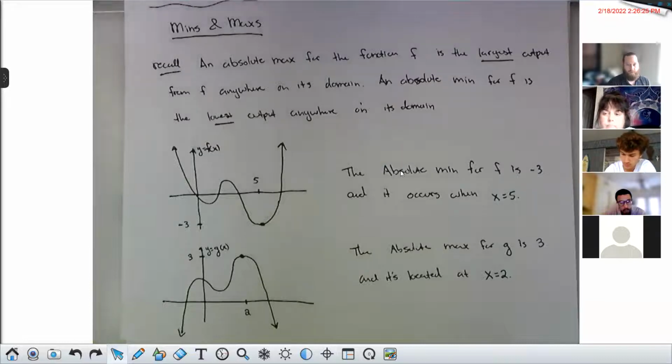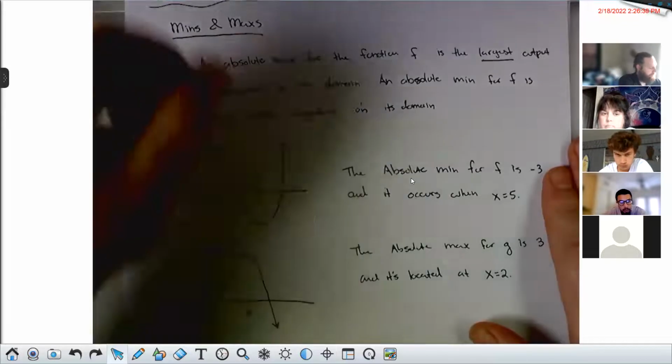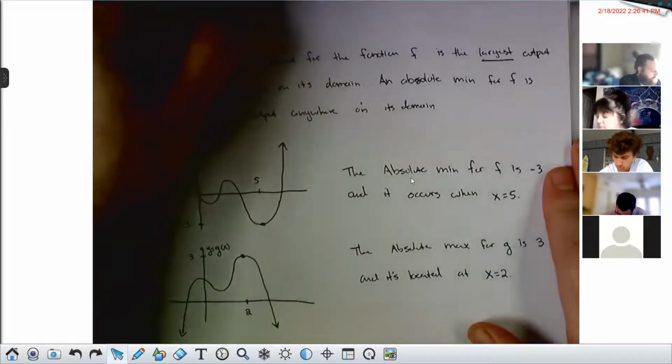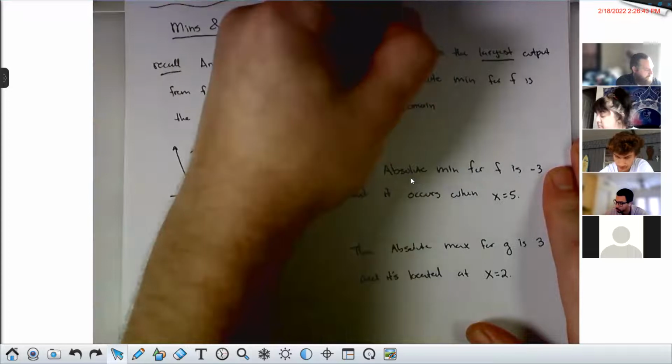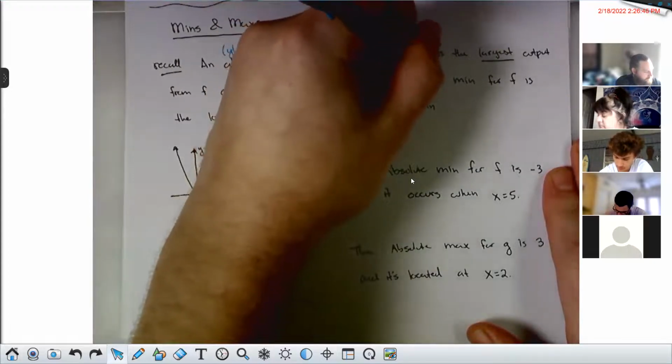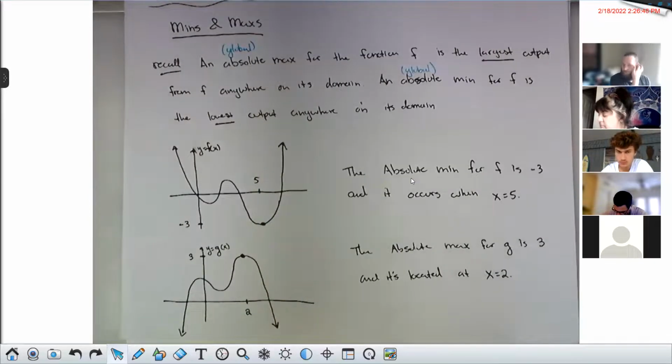Another term for absolute in this context is global. You'll see sometimes the word global max or global min. That means the same thing as absolute max or absolute min. So you might want to make a little note: absolute and global mean the same thing. I may slip from time to time and interchange the words, but I'll do my best to always refer to these using consistent language, so absolute.